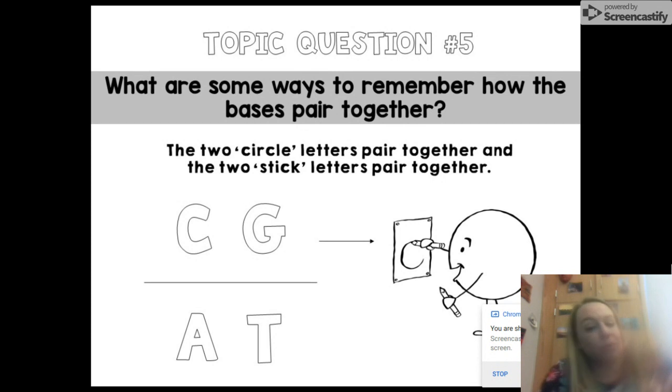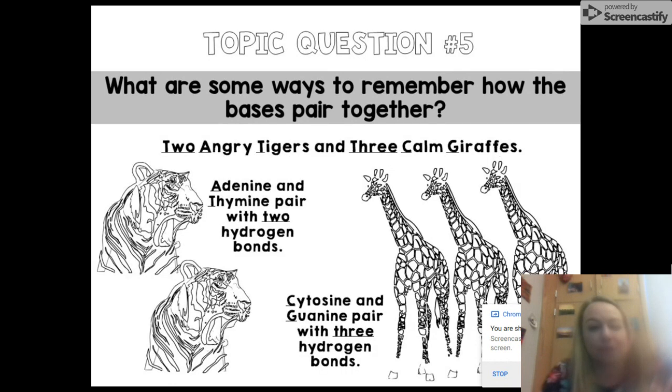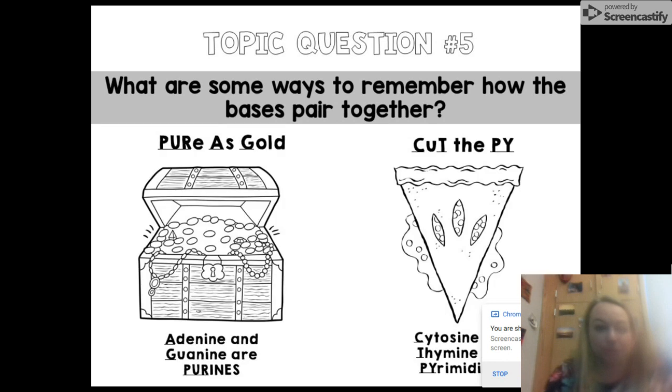So we're going to just talk about some easy ways to remember how the bases pair together. The 2 circle-shaped letters pair together, and the 2 stick-shaped letters pair together. So C is like circle-shaped, G is like circle-shaped, A and T. Another way to remember this is 2 angry tigers, so adenine and thymine, pair with 2 hydrogen bonds, and 3 calm giraffes, so cytosine and guanine, pair together with 3 hydrogen bonds. Another way to remember how many hydrogen bonds there are and which pairs with which.